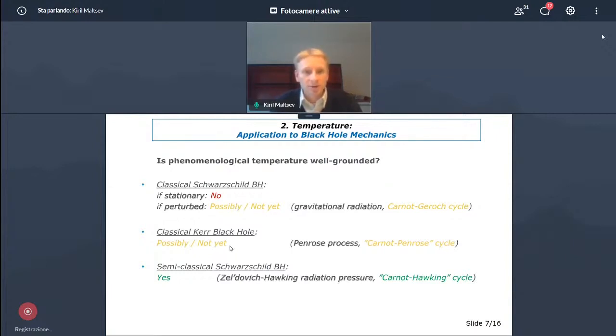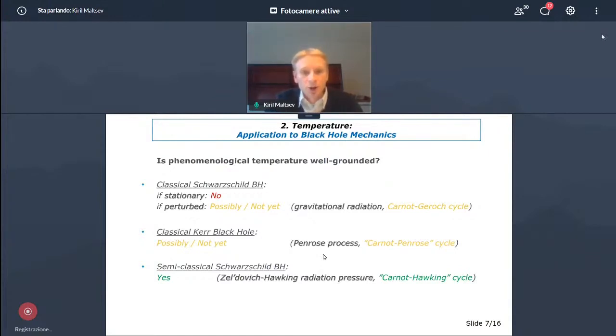The scenario is similar for Kerr black holes. However, the process which would allow it to couple to ordinary thermodynamic systems to extract energy from it is the Penrose process, where the rotation energy associated with the Cauchy horizon is used to power a heat engine and extract it from the ergosphere. Such a construction would be a Carnot-Penrose cycle, but it has never been fully constructed. So the answer is, again, possibly, and not yet fully worked out.